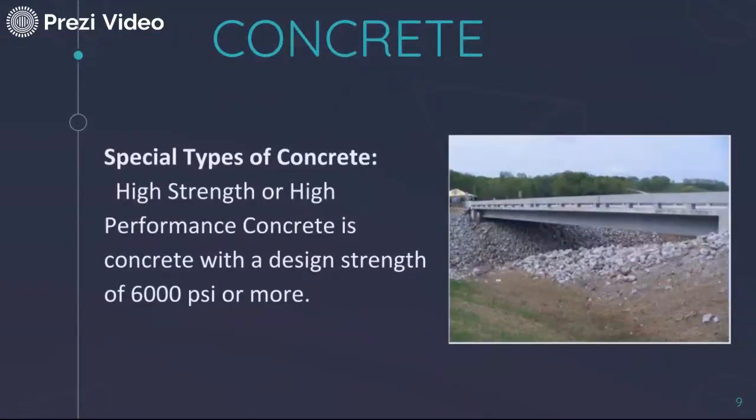Then we're going to talk about special types of concrete. We have high strength concrete. This is concrete with a design strength of 6,000 psi or more. So you see this. This is a bridge.